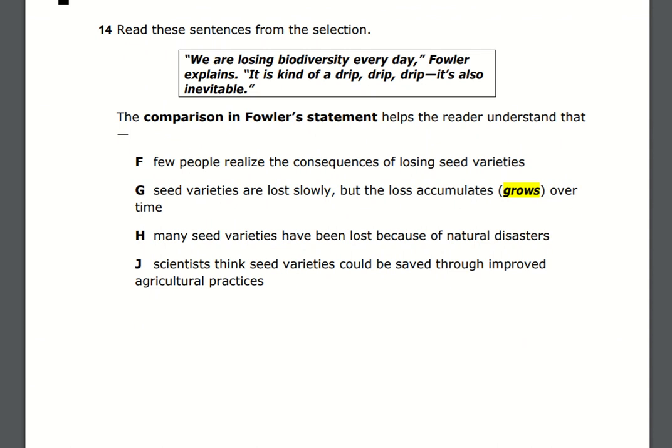Question 14. Read these sentences from the selection. We are losing biodiversity every day, Fowler explains. It is kind of a drip, drip, drip. It's also inevitable. The comparison in Fowler's statement helps the reader understand that F. Few people realize the consequences of losing seed varieties. G. Seed varieties are lost slowly, but the loss accumulates, grows over time. H. Many seed varieties have been lost because of natural disasters. Or J. Scientists think seed varieties could be saved through improved agricultural practices. At this moment, pause the video to answer question 14.